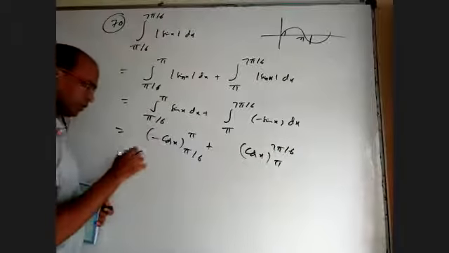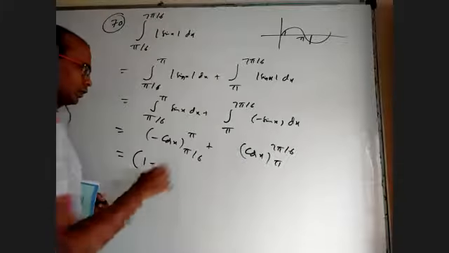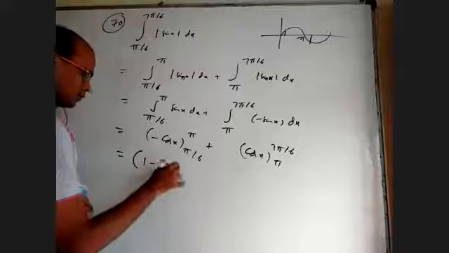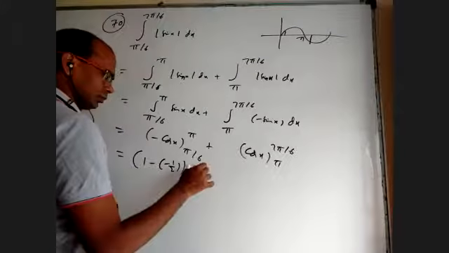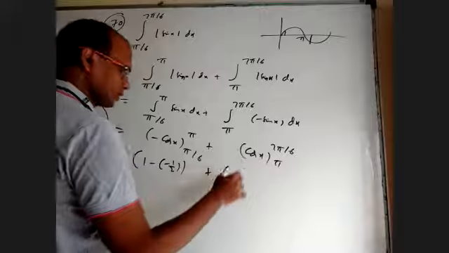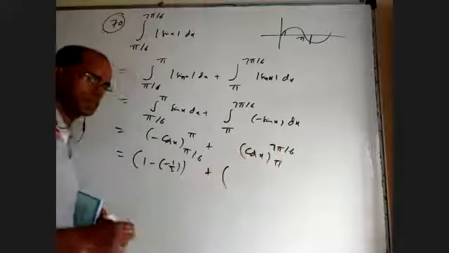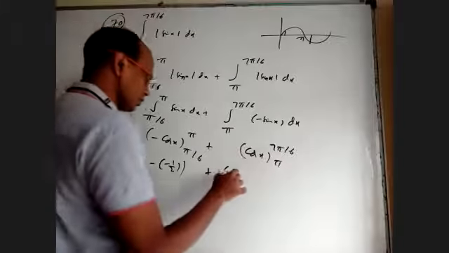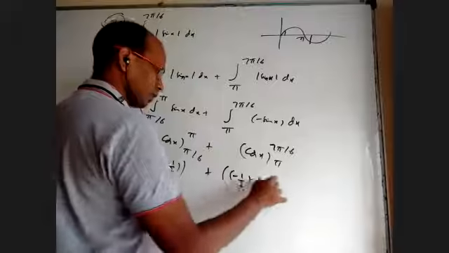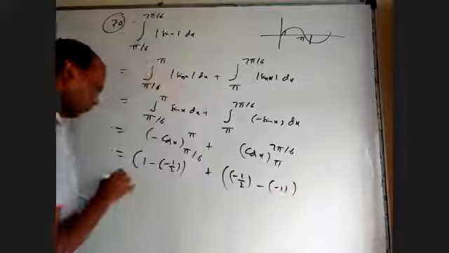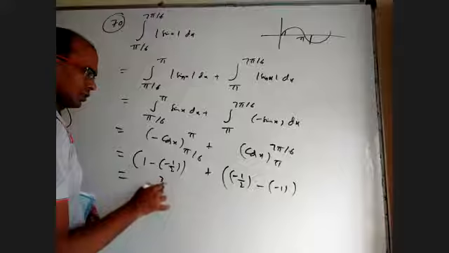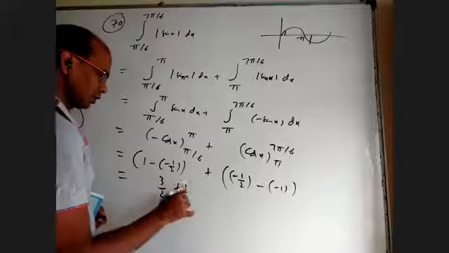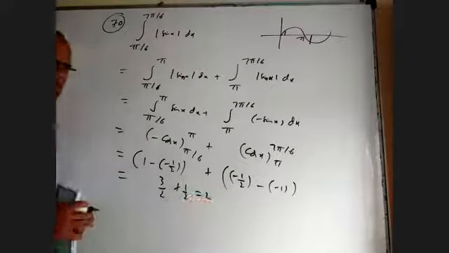When you substitute the upper limit, I'll get 1. When I substitute the lower limit, you'll get minus of cos pi by 6. Here 7 pi by 6: cos 7 pi by 6 is still negative, which is minus of, and this is minus of. So this is 3 by 2. That is 1 by 2. Total 2 units.